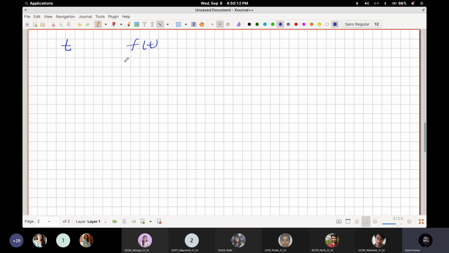So t and f of t, both of them can be continuous, or they can be real numbers. Okay, so both of them are real, meaning both of them are continuous. With real numbers, you have infinitely many real numbers between any two points. You can't count how many numbers there are, so they are called uncountably infinite. Okay, so uncountably infinite means continuous. So this is real and this is real.